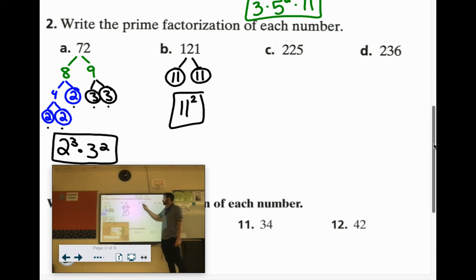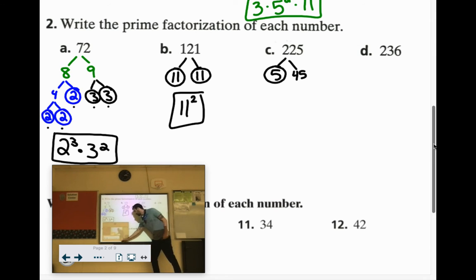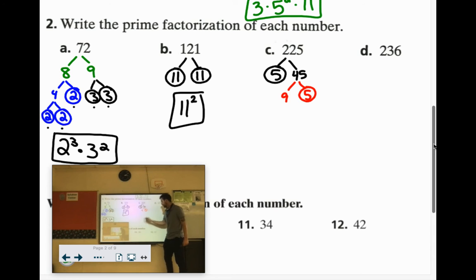225. Oh, I know 5 goes in there. Let's see, 225 divided by 5 equals 45. 5 is prime, so we'll leave that alone. Now we're working on 45. I know 45 is 9 times 5. Hey, 5 is prime. Great. So then 9. 9 is 3 times 3, and 3 is prime.